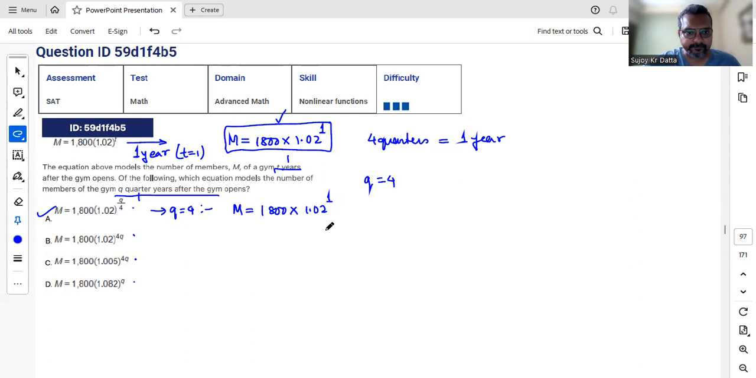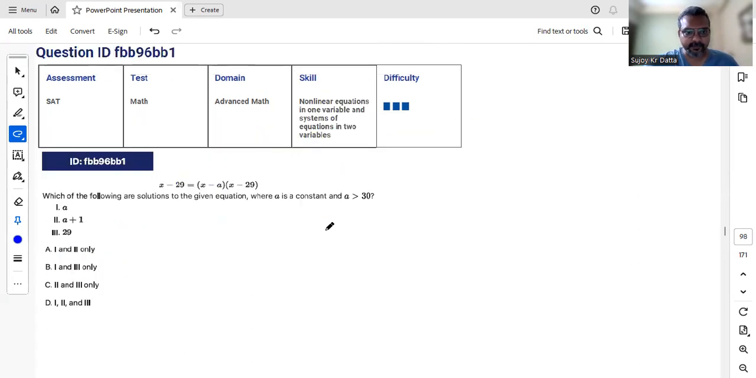Let's move on. This one is saying that x minus 29 is x minus a times x minus 29. Which of the following is true rather? If you have a habit of canceling stuff like this, please don't do that. Never. What you should do is, you see x minus 29 is there on both sides, right? So get the x minus 29 to the same side. So we get x minus a times x minus 29 minus x minus 29 is 0.